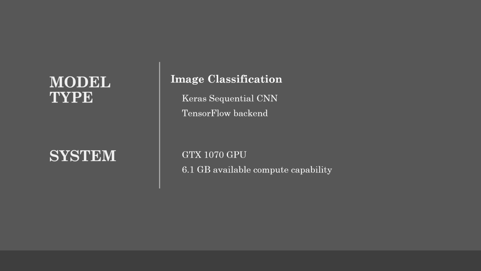The model build type is Keras Sequential CNN image classification using TensorFlow backend. A GTX 1070 GPU with 6.1 gigabytes of available compute memory was used to run the models.